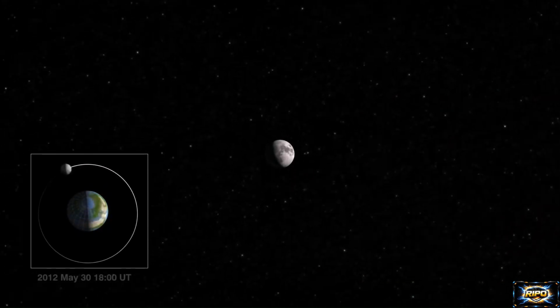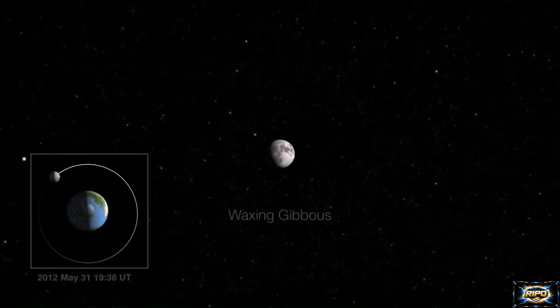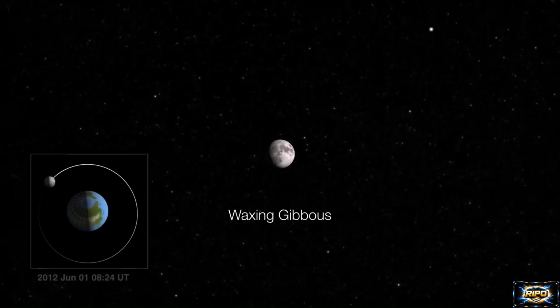So the moon is continuing to move beyond first quarter. It's not quite full. We call this phase waxing gibbous.